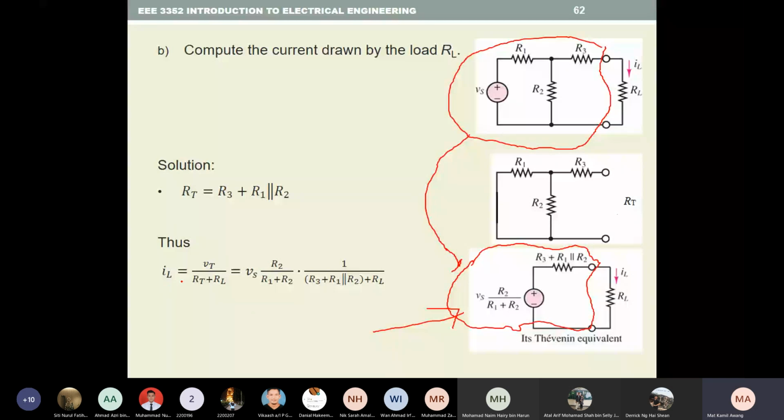Here, IL is actually VT over RT plus RL. So this is the V Thevenin, equal to VS R2 over R1 plus R2, times 1 over RT plus RL. So this is actually IL using the Thevenin method. Okay.